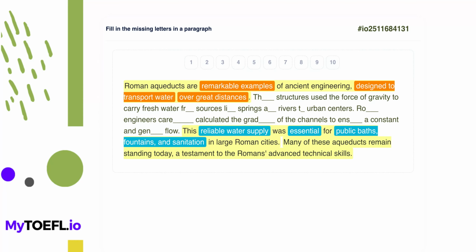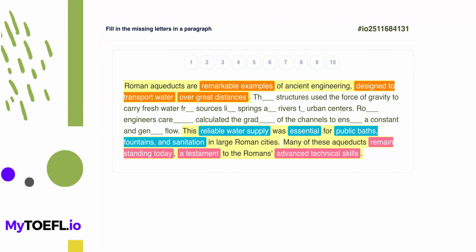This conclusion brings us to the present day. The fact that they remain standing today proves their durability. The author calls them a testament, which means they are evidence or proof of something great. Specifically, they prove the advanced technical skills of the Romans. This confirms that any missing words related to their construction likely describe precision, care, or high quality.